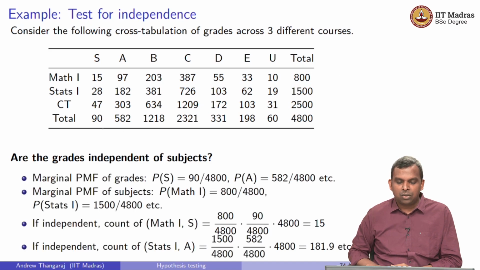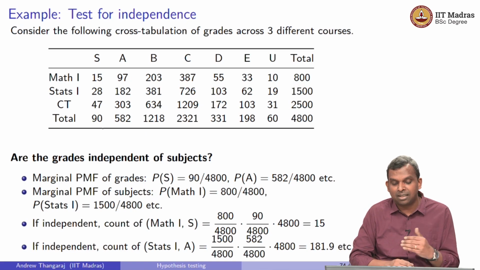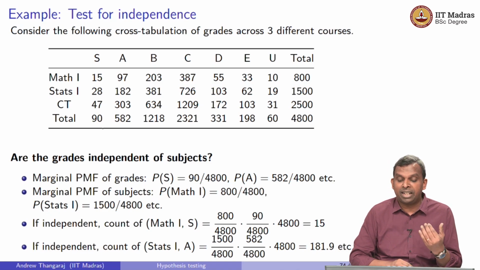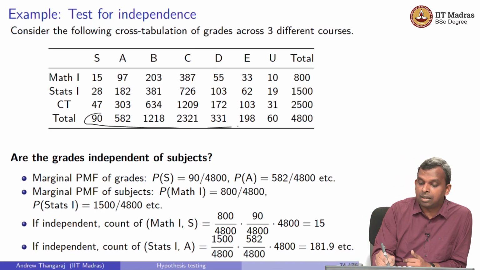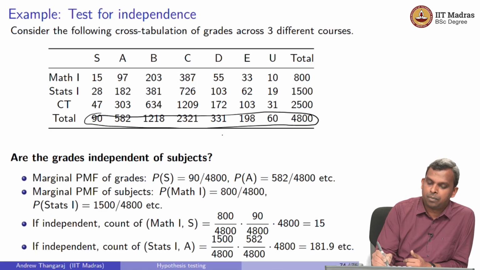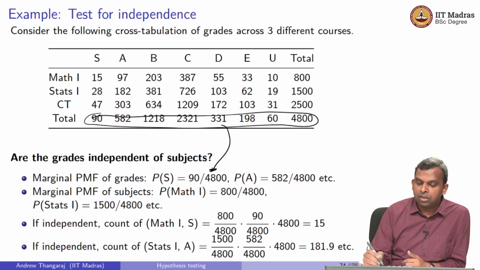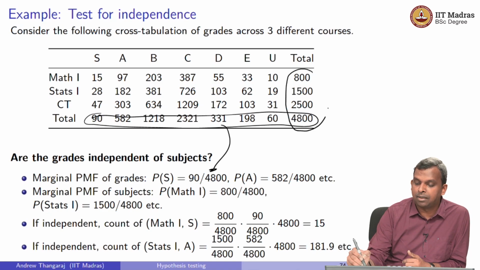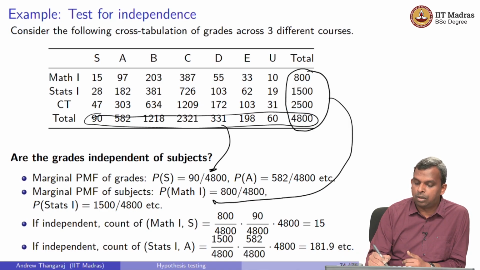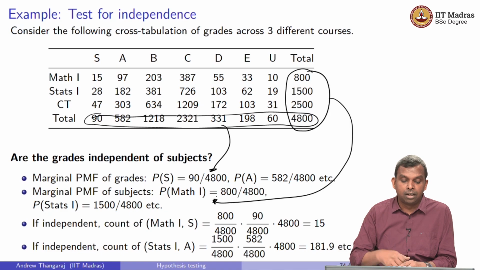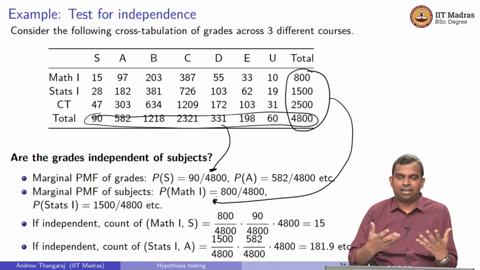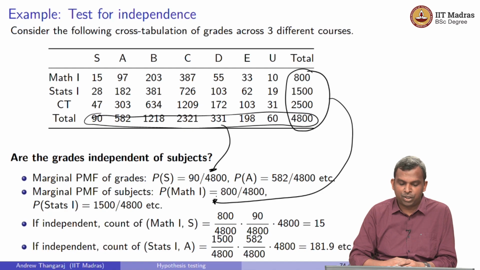Okay. So one can do marginal PMF calculations, right? So supposing you want to do the marginal PMF for the grades, you will get probability of S to be 90 by 4,800, probability of A to be 582 by 4,800, etc. Okay, so for the marginal distribution of the grades, I'm using just this case. Likewise, I can also do the marginal distribution for the subjects. So 800 by 4,800 will be the probability that I find someone who took Math 1, 4,500 by 4,800, etc. Okay, so that's the sort of ratio that one can expect.